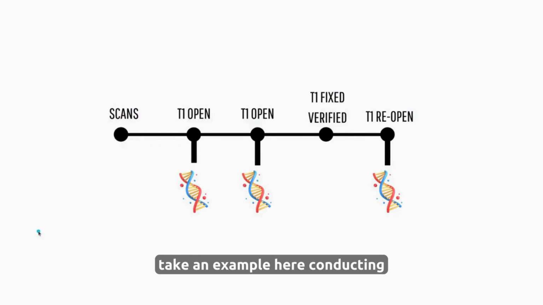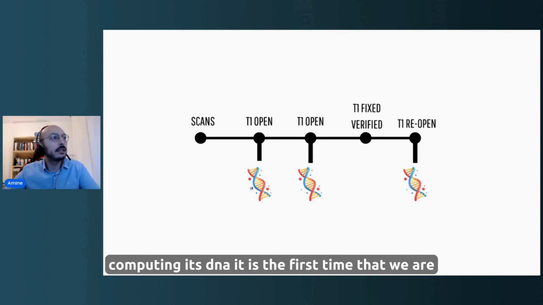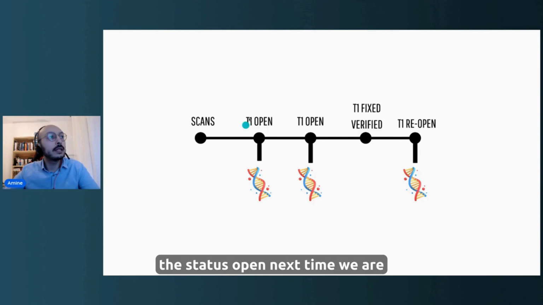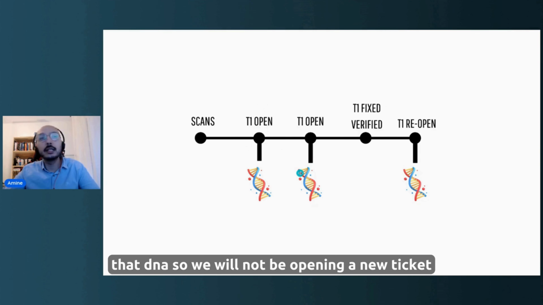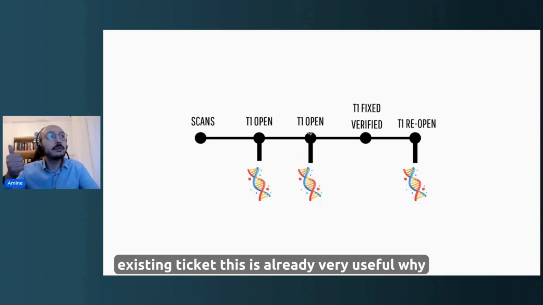So if we take an example here, we are conducting multiple scans. The first time we run the scan, we will have a new finding, which will be computing its DNA. It is the first time that we are seeing it. So we are going to open a new ticket with the status open. Next time we run a new scan, we already know that DNA, so we will not be opening a new ticket. We will just amend that scan to the existing ticket. This is already very useful.